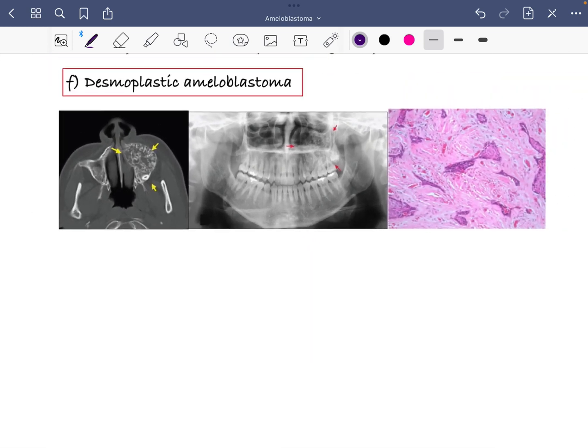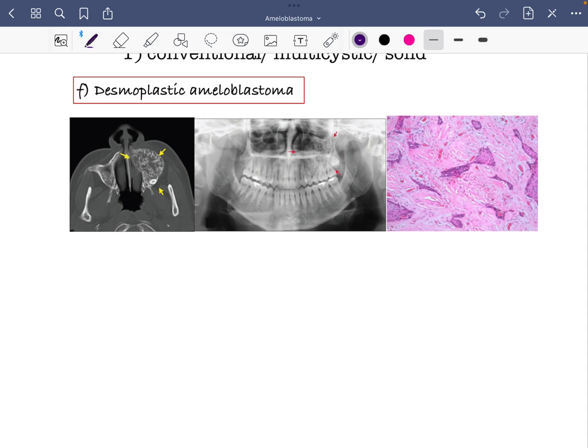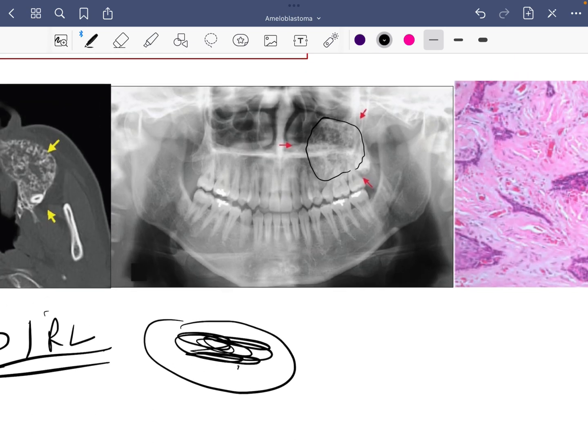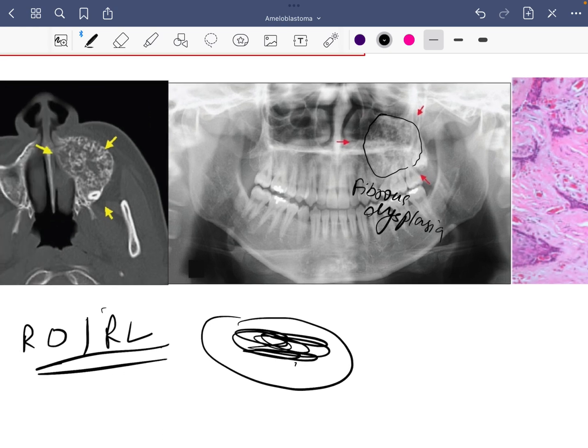Last is desmoplastic ameloblastoma. What's special about this is that radiographically also it is a radio-opaque and radiolucent kind of lesion. It's a radiolucency in which deep down you will see radio-opacity like this. It just gives the appearance of fibrous dysplasia. You look at this and it's just fibrous dysplasia and nothing serious about it.